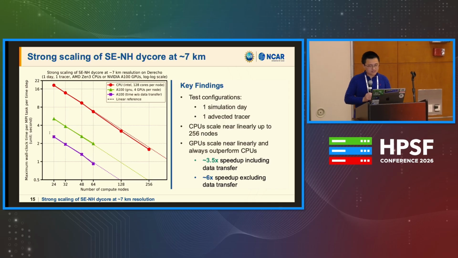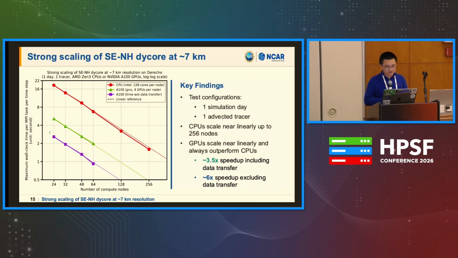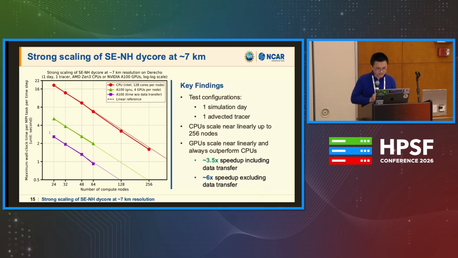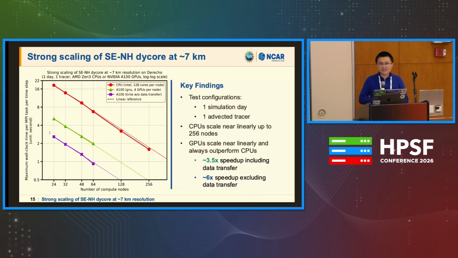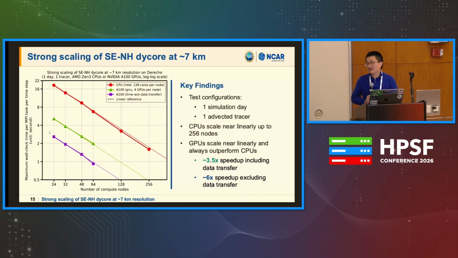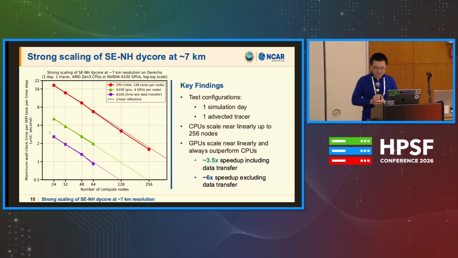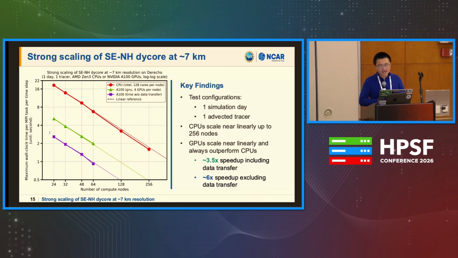And if we plot the computational time only on the GPU, it also scales close to linear. And in these cases, if we look at the computational benefit between the GPU run and the CPU run, even if we include the data transfer time, GPU achieves about 3.5 times speedup compared with the CPU runs. And if we look at the GPU computation only, it will achieve about 6 times speedup.